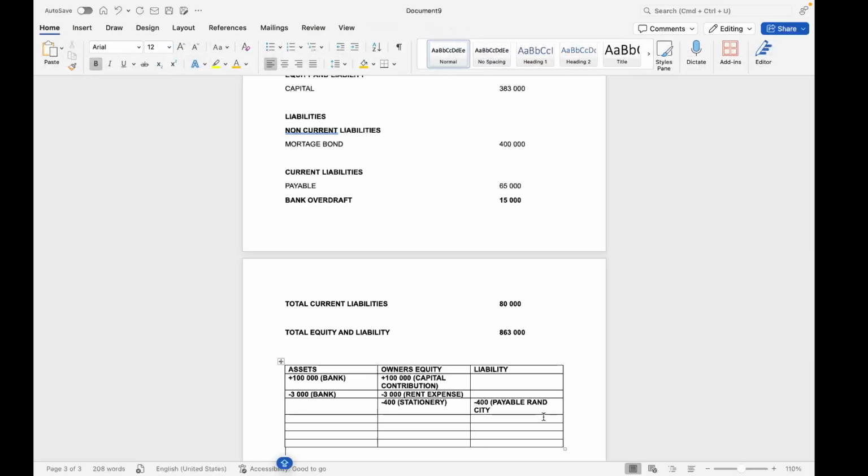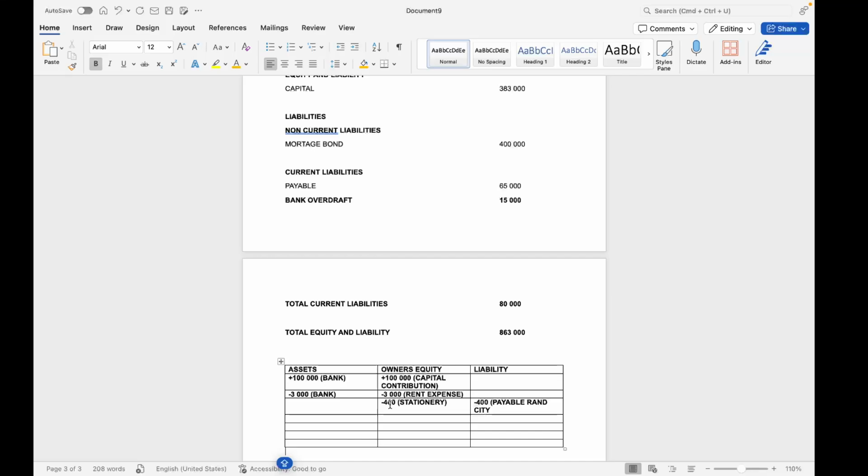Why did we decrease the payables and not increase them, if we're purchasing stationery on credit? Stationery is an expense, it's not income. So stationery is going to decrease our equity, because our equity is worth less, since stationery is an expense.